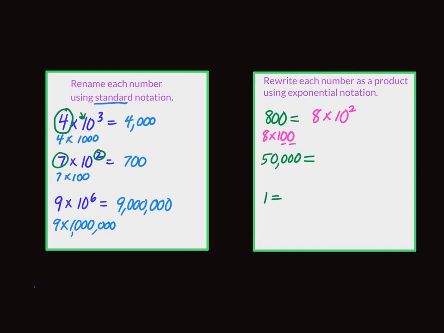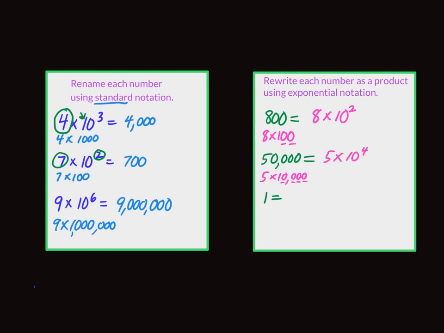My next problem, I have 50,000, which is really 5 times 10,000. So I can do the 5 times 10 to what power? Again, I need to look at my zeros. I need to count 1, 2, 3, 4. So that's going to be 10 to the 4th. So 50,000 is 5 times 10 to the 4th power.